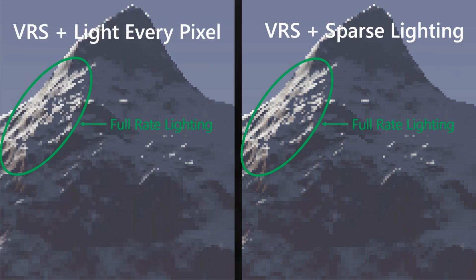So here's a side-by-side comparison. In both cases, variable rate shading is turned on. On the left-hand image, we are lighting every pixel. On the right-hand image, we're running sparse lighting. And we're going to call out a few features here again. We can see this area in direct sunlight on the left. This is running at full rate lighting in both cases. So we're not getting any kind of a performance win here, but we need the quality.